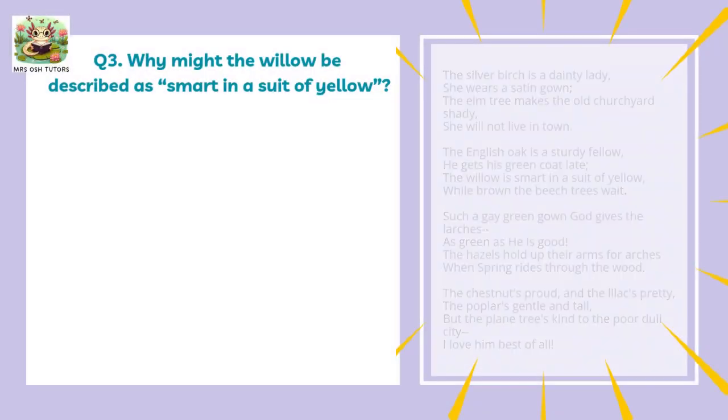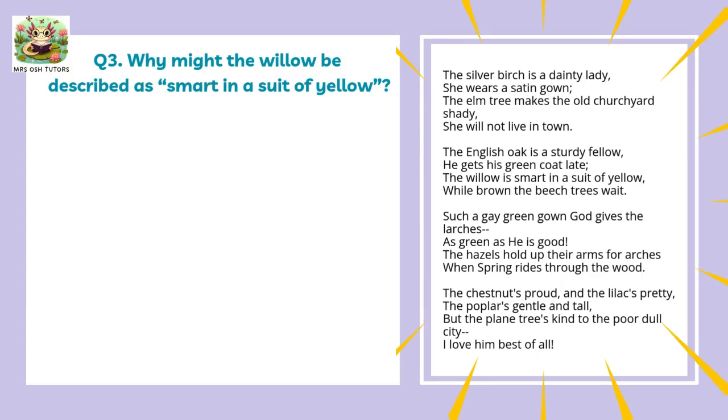Question 3. Why might the willow be described as smart in a suit of yellow? Now this time I would like you to pause and have a go yourself first. I am going to show you the answer for this one as one complete paragraph, but you can choose to answer it in the way that I wrote out the previous two to practice. So write your point sentence, then write your evidence sentence, and then write your explanation sentences. When you're ready to see my answer, press play.